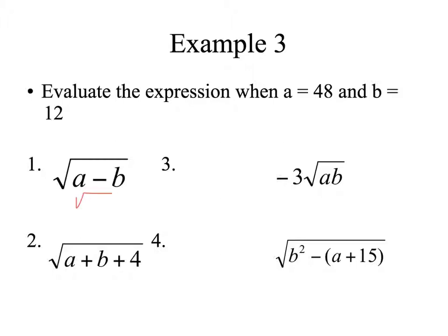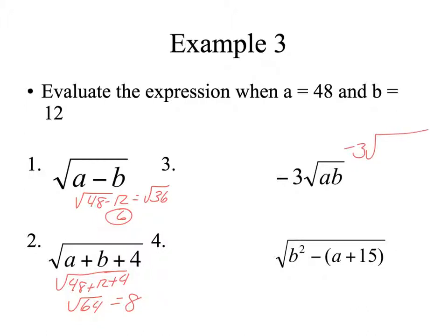So this one is the square root of 48 minus 12, which is the square root of 36, which is 6 for the first one. Second one, square root of 48 plus 12 plus 4. That's the square root of 64, which is 8.